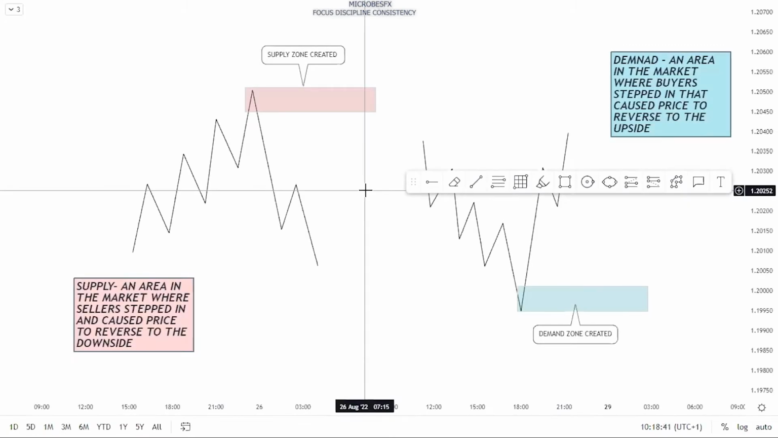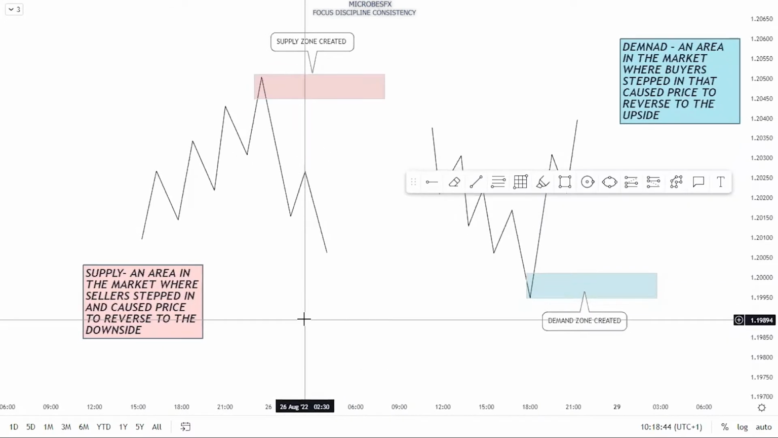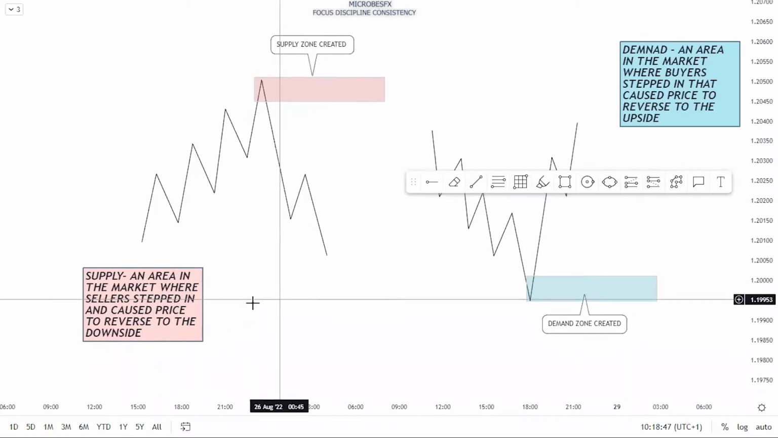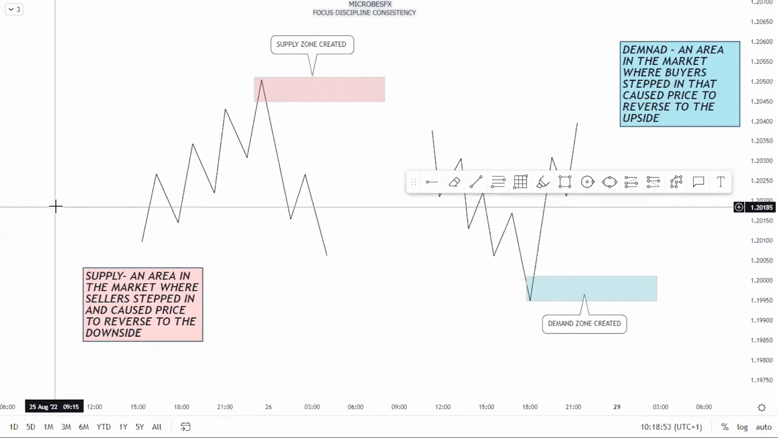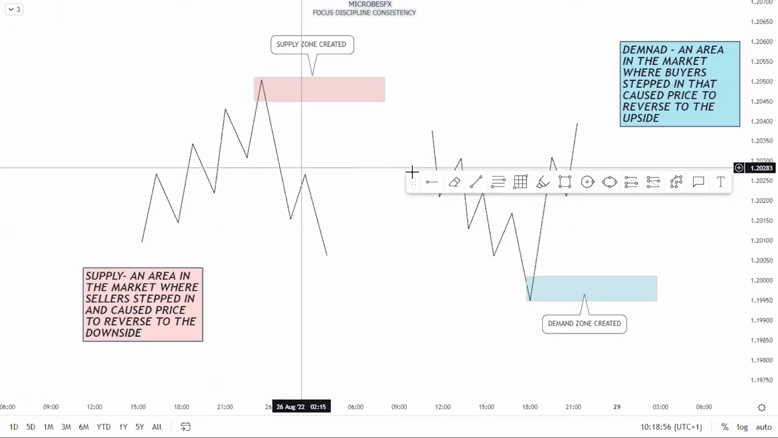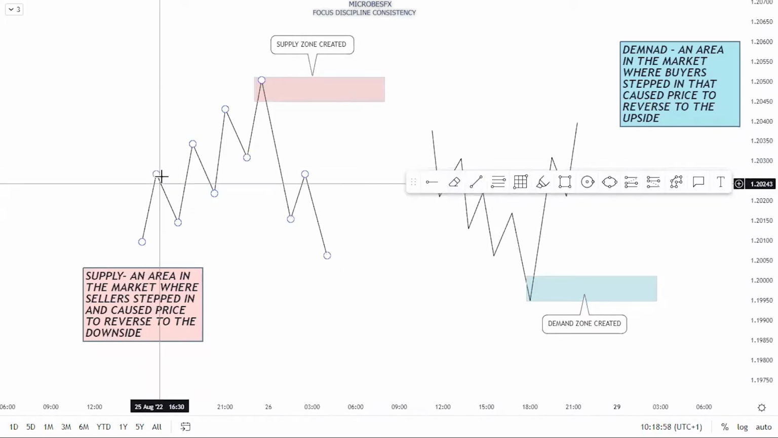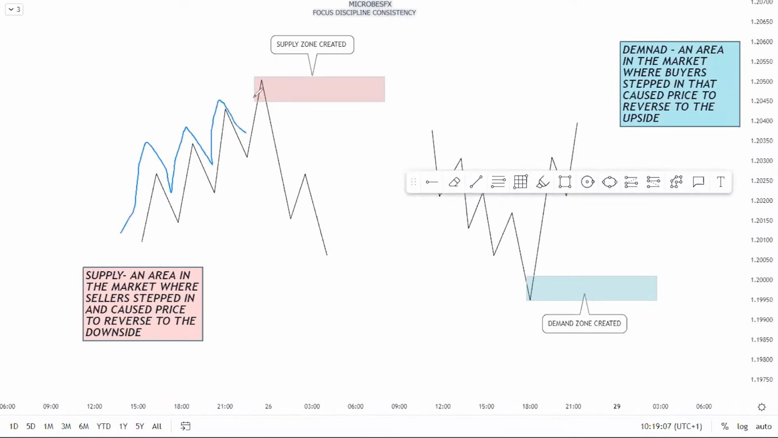So demand and supply, let's start with supply. Supply is an area in the market where sellers step in and this causes price to reverse to the downside. You see price is just forming highs and lows here. Price went up, came back down, went up, came back down, up, down. And then all of a sudden when price gets to this top, it just reverses to the downside. So something like this happening shows that sellers step into the market at this particular point here. This point where sellers stepped in is called your supply area.